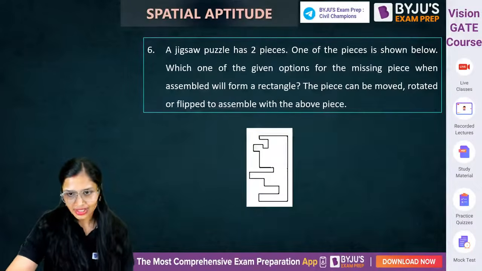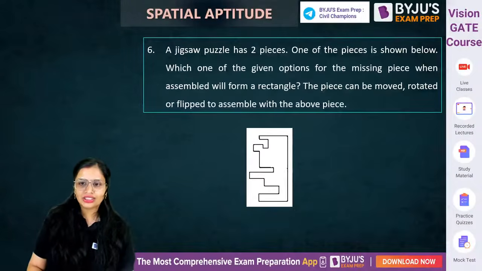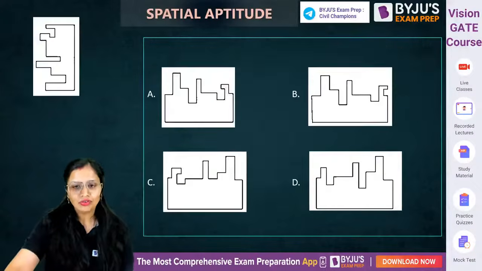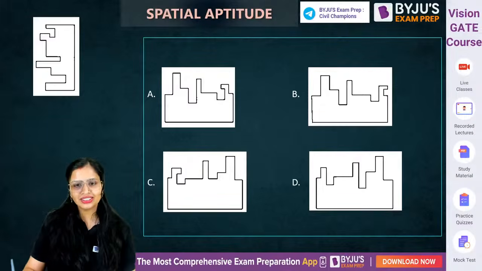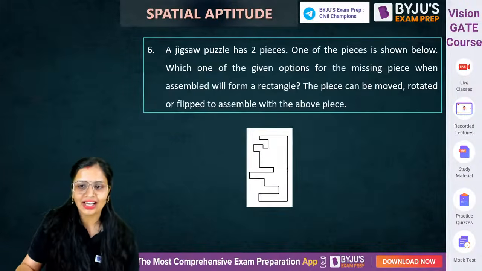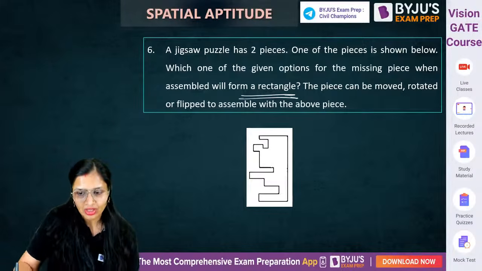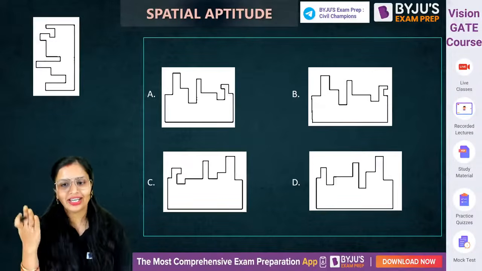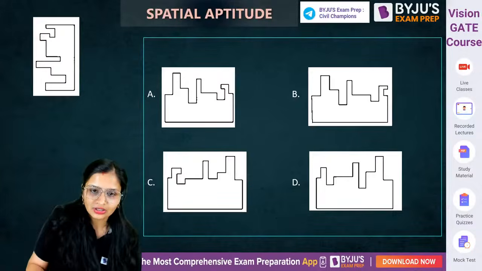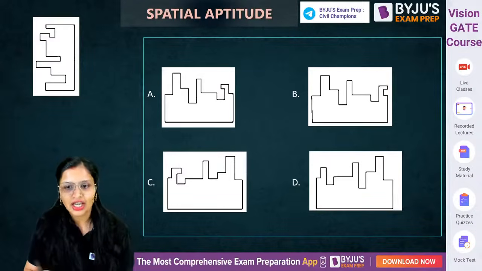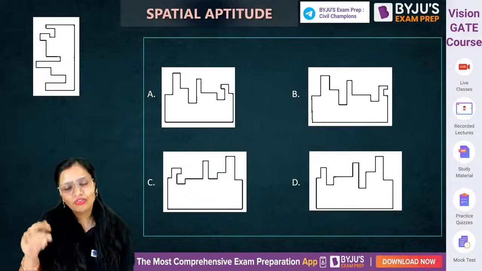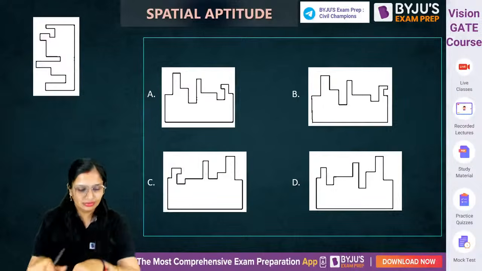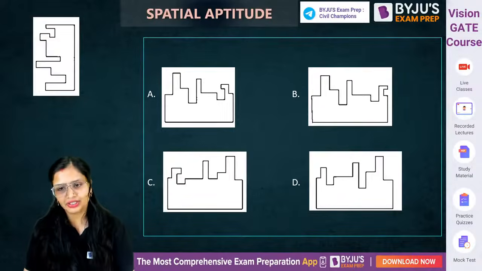Okay. Next question. A jigsaw puzzle has two pieces. One of the pieces is shown to you and four options are given. What should be the second piece so that they combine and form a rectangle? Now this is your imagination. I guess in your good olden days, you might have played with jigsaw puzzles. This is one shape which is fixed. Out of these four shapes, which one should fit to this one and form a rectangle? Come on guys, be quick.